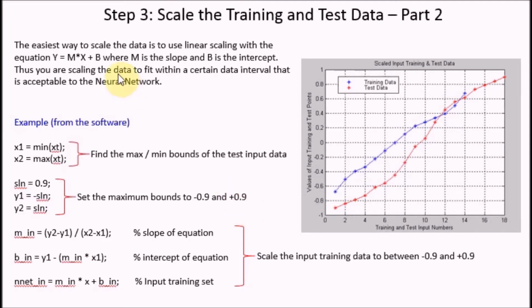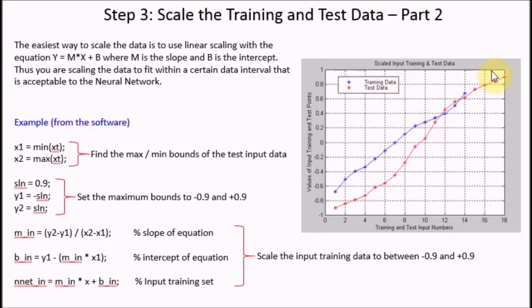So how do we do that? Well, we use this equation here to actually scale it. We take the max and min of the actual raw data, and then what we want to set it to. So we calculate the slope and the intercept, and once we have computed both, we can calculate what the neural network training input set is going to look like. You take the raw training input data, multiply it by the slope, and then add the intercept, and now all of these values will fall between minus 0.9 and plus 0.9.